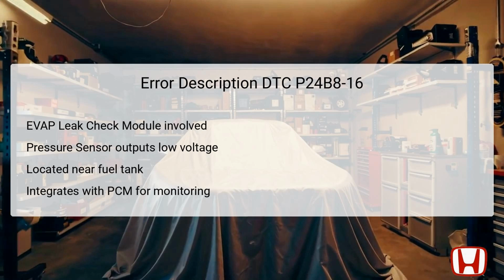The ELCM is physically located close to the fuel tank, allowing it to effectively monitor vapor pressure. This setup is vital for ensuring that any fuel vapor leaks are detected and managed to comply with environmental regulations. Thus, diagnosing this error properly requires checking both the ELCM and associated wiring to assess where the failure occurred.